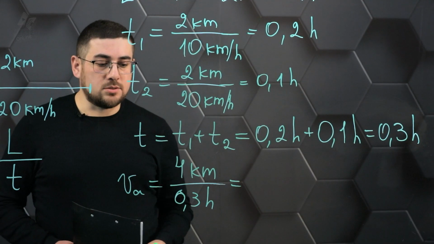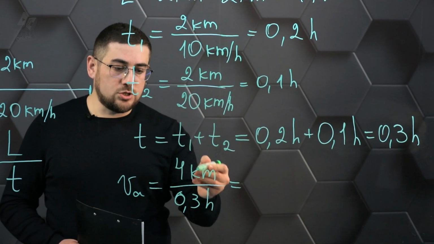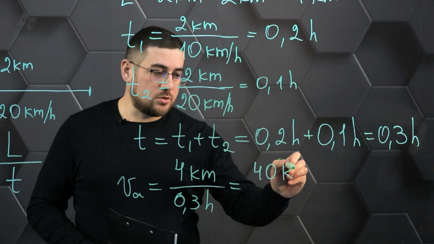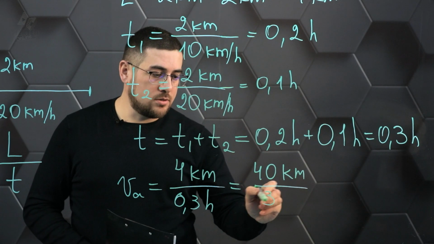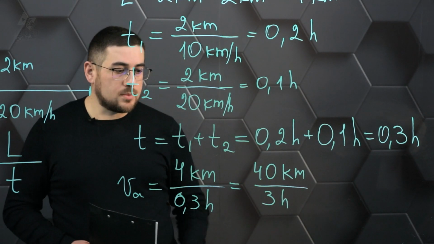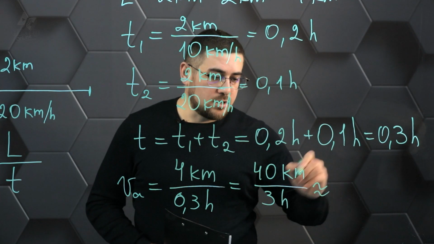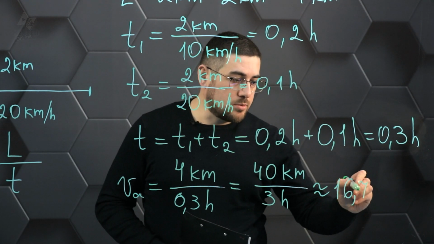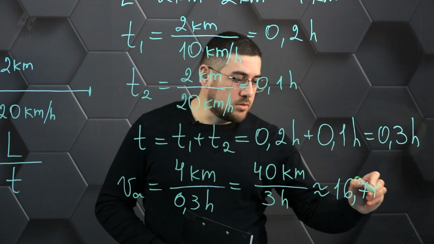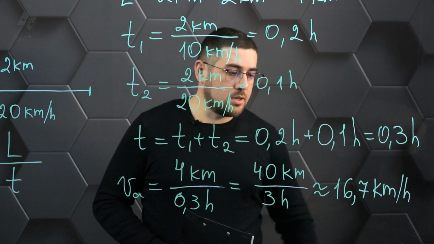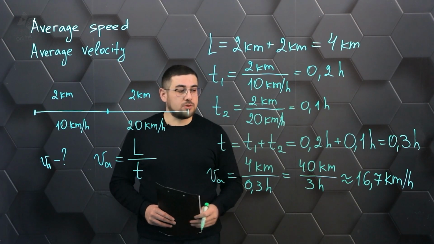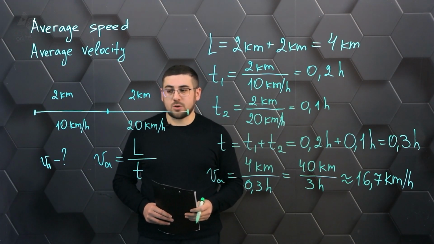In order to calculate the value of the average speed, let's multiply both the numerator and denominator by 10. That's 40 km divided by 3 hours. An approximate calculation shows us that the value of the average speed will be about 16.7 km per hour. As you and I see, the value of the average speed turned out to be 16 whole 7 tenths of a kilometer per hour.